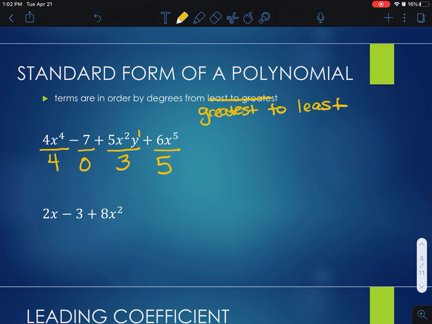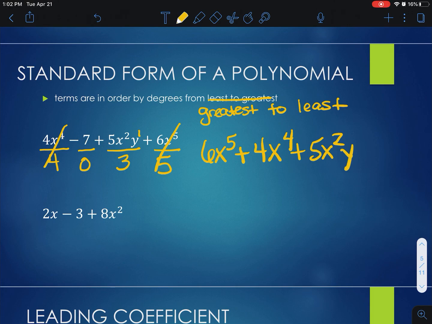Apologize. So that means, since 5 is my greatest degree, 6x to the 5th power would come first. 4 would be next, so plus 4x to the 4th. 5x squared y would come next, so plus 5x squared y. And then minus 7 would be last. So we're just putting them in order by degrees from greatest to least.